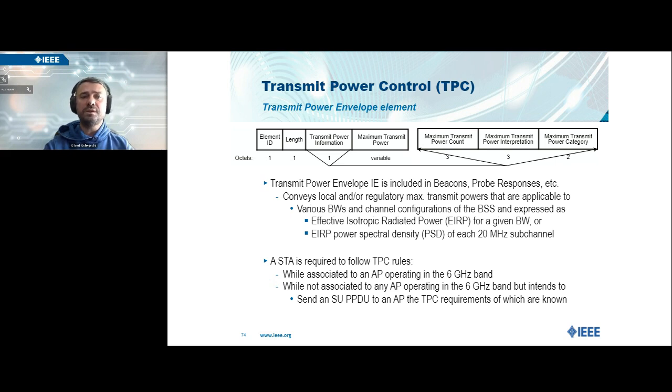So in terms of behavior, once the station sees that an access point is providing transmit power limitations via this transmit power envelope, it is required to follow transmit power control, essentially to reduce its transmit power to the maximum transmit power advertised by the access point, as long as it's associated with an access point operating in the 6 gigahertz band. Or if it is not associated, but it intends to send a probe request to a particular AP that is advertising TPC requirements, also in that case, it's required to follow the TPC rule. So essentially to not exceed the transmit power.